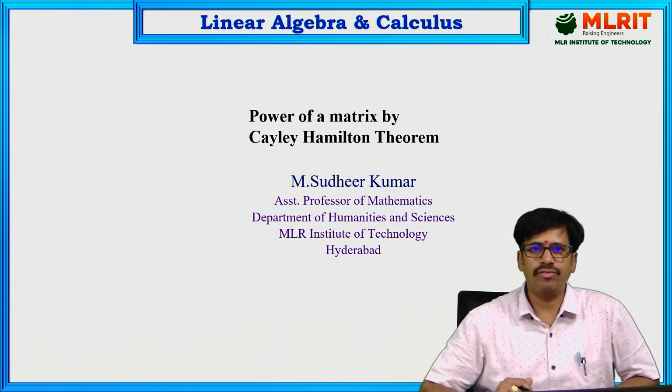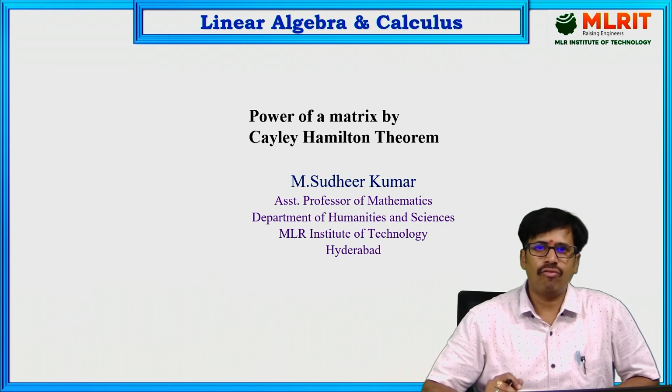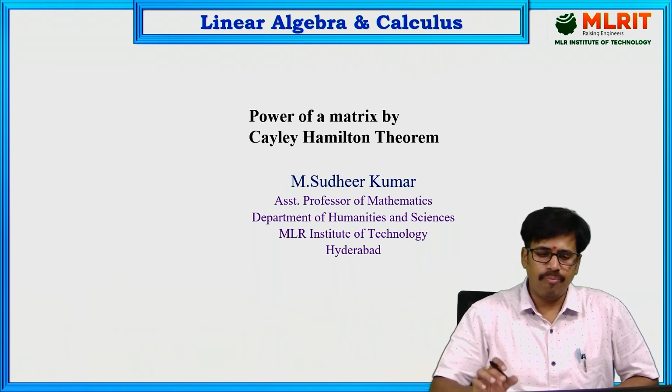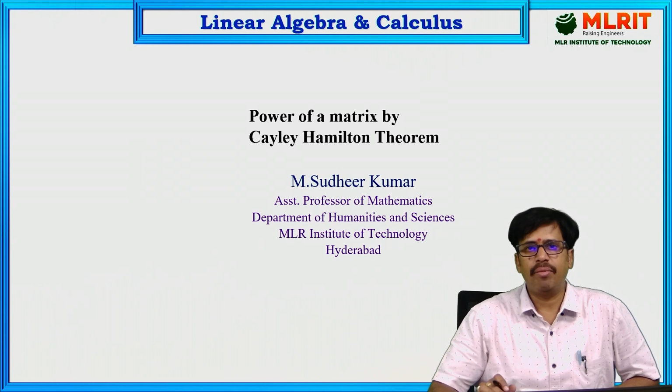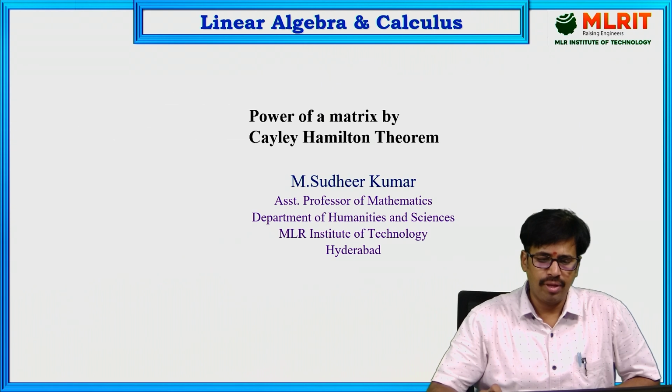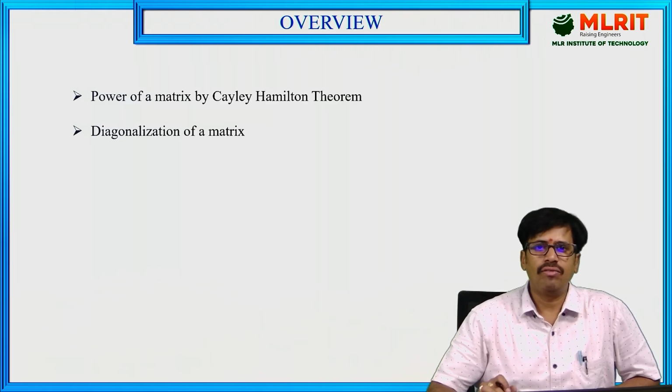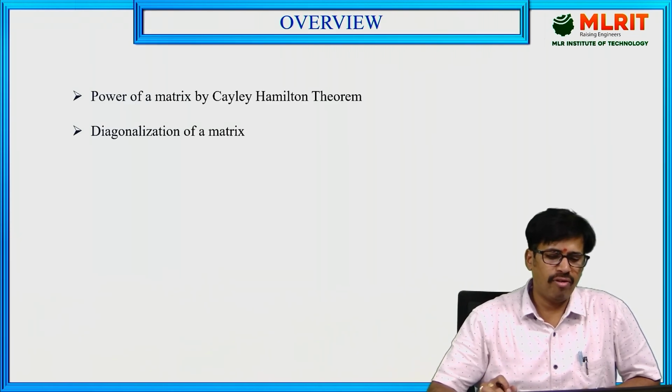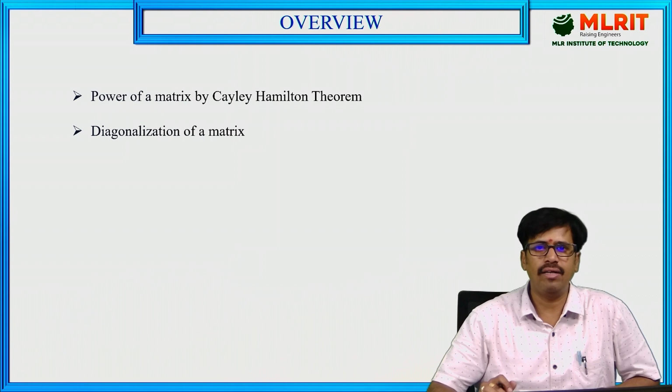Last lecture we have seen how to find the eigenvalues and eigenvectors. In this lecture we are going to find power of a matrix by Cayley-Hamilton theorem. Last class we have seen the statement of the Cayley-Hamilton theorem, that is, every square matrix satisfies its own characteristic equation. So in this lecture we are going to cover the topics power of matrix by Cayley-Hamilton theorem and diagonalization of a matrix.